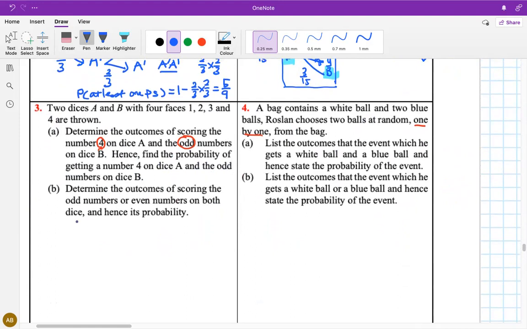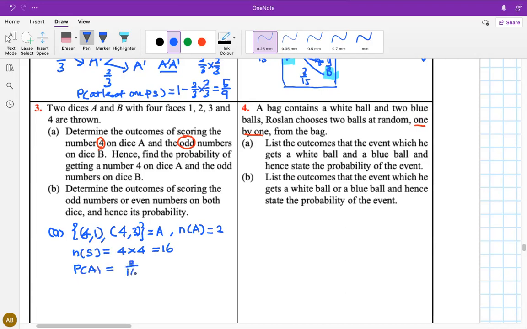Okay, so what is the outcome? So A here, what is the outcome? So the outcome will be 4, 1, and 4, 3. Okay, so let's say this is event A. So therefore, the number of A is 2. So what is the number of elements of the sample? That means 4 times 4, so it's 16. Okay, so the probability of A is 2/16. So 1/8. Okay. All right.